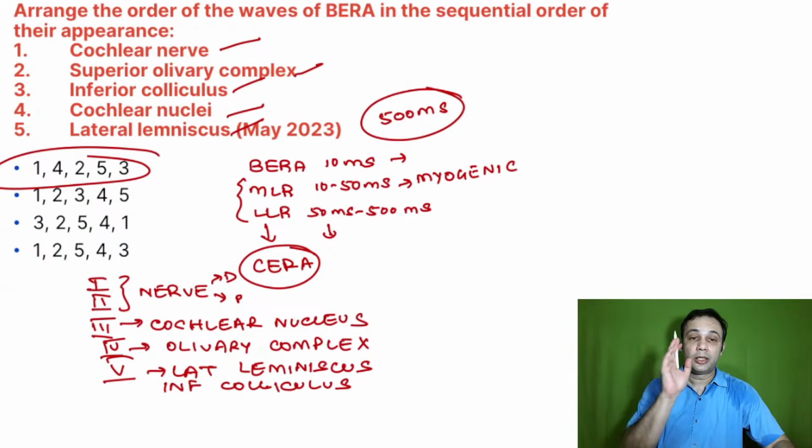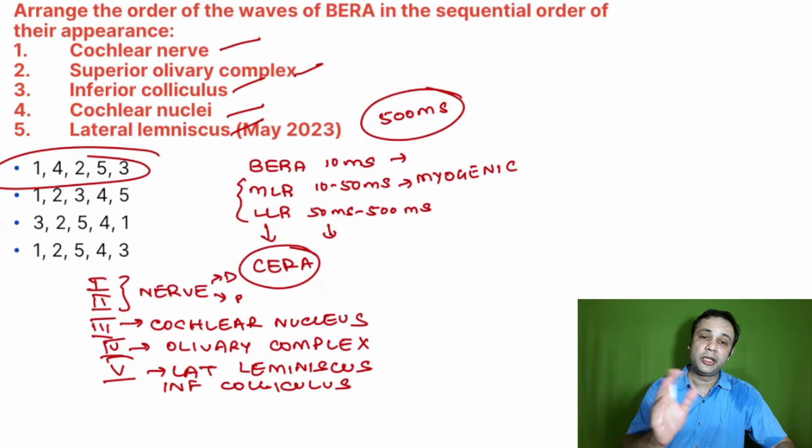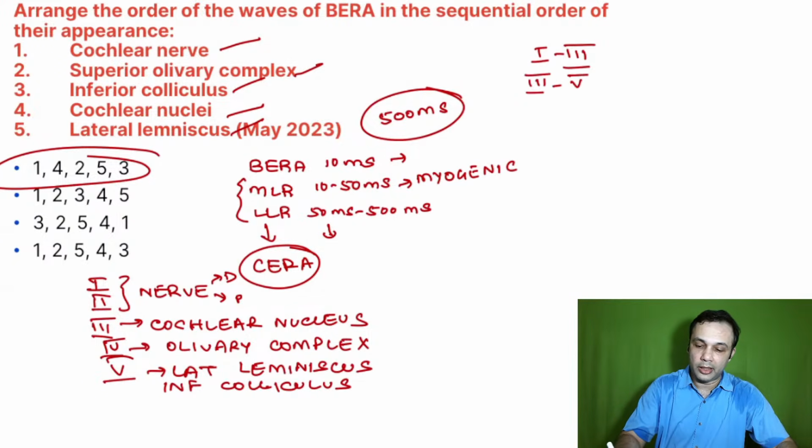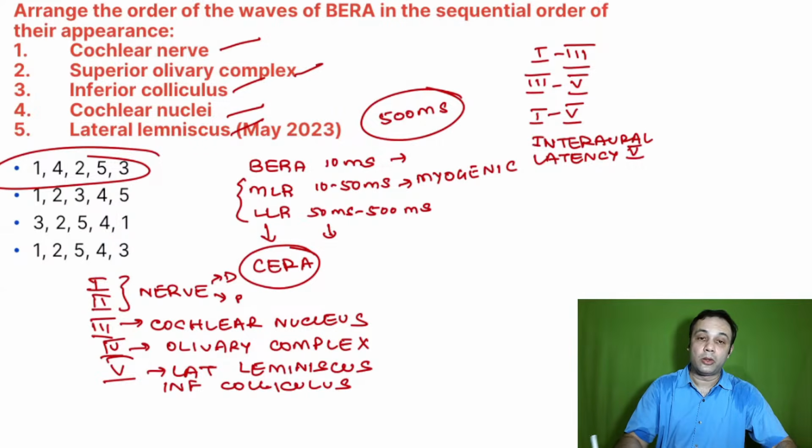So remember, now let's talk about the latencies, right? What needs to be measured on BERA is the latency. You have 1 to 3 wave intervals, 3 to 5 wave intervals, 1 to 5 intervals, and then the interaural latency of wave 5, and also whether wave 5 is present or absent. Absent is always abnormal. Remember that absent is always abnormal.